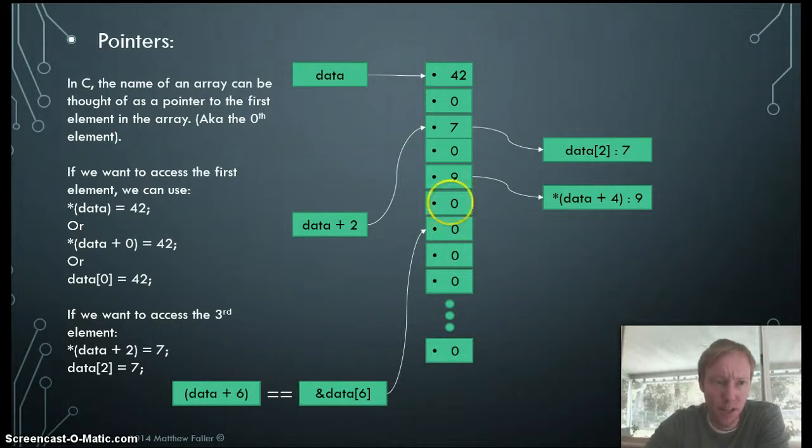So let's visualize an array in C. We have the name of the array. Actually, what it does is it points to the first element of the array. And let's say we did the name of the array + 2. Well, that points to the third element of the array.